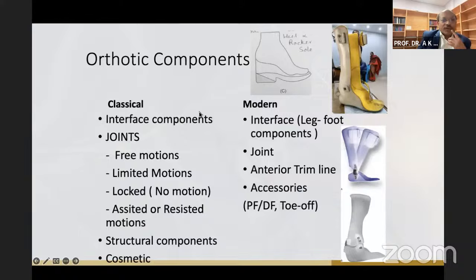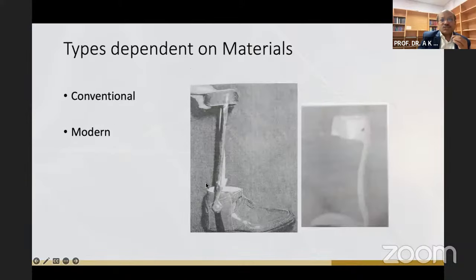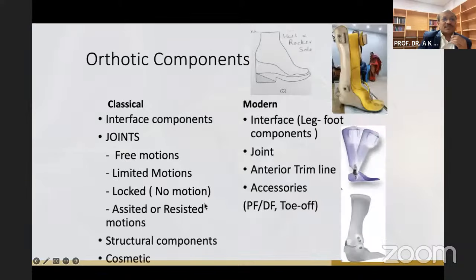Now the orthotic components. As I already told, in the classical one there are the interface component and the joints. Now, what are the types of joints? If the ankle motions are normal, you can give free motions, allowing dorsiflexion and plantar flexion also. Limited motions: suppose it is a foot drop. In that case, we can allow only dorsiflexion, not plantar flexion. So there is a limited motion.